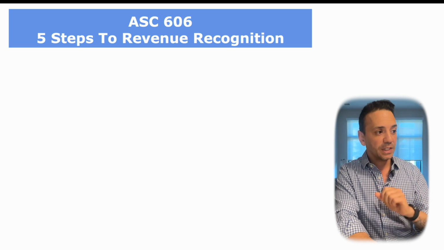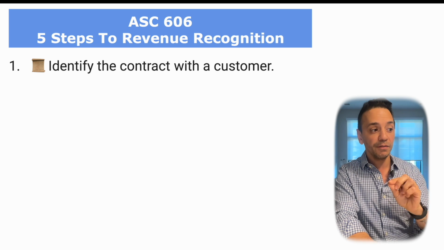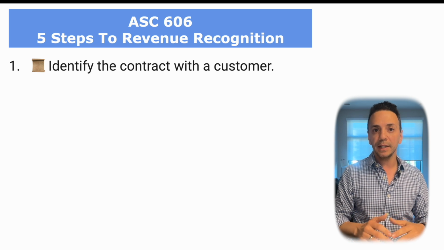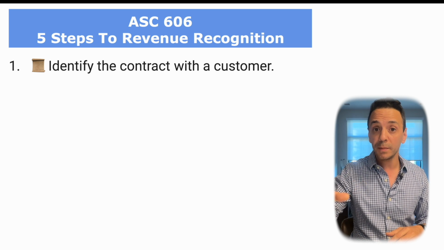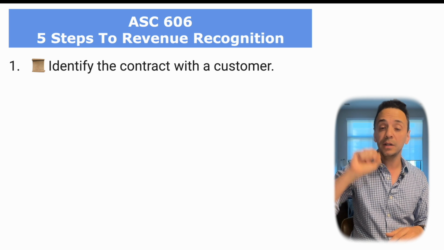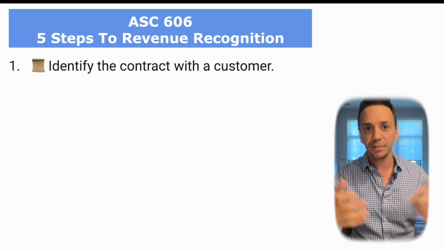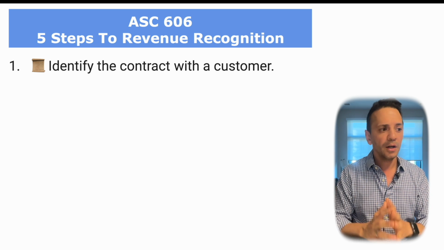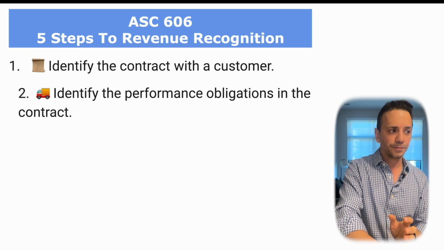Okay, so the 5 steps to revenue recognition. First one is identify a contract with the customer. So the contract could be either an agreement, a standard agreement on your website. The customer will click agree when they are buying or subscribing to your service. Or it could be an actual contract that you have to sign with each client individually.